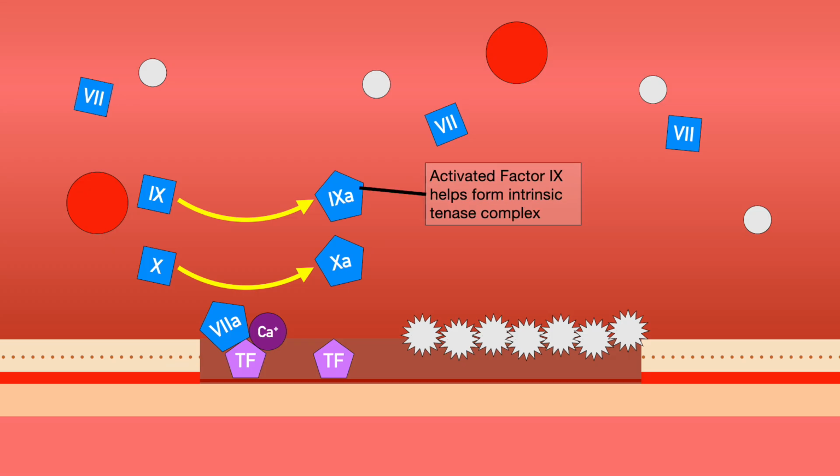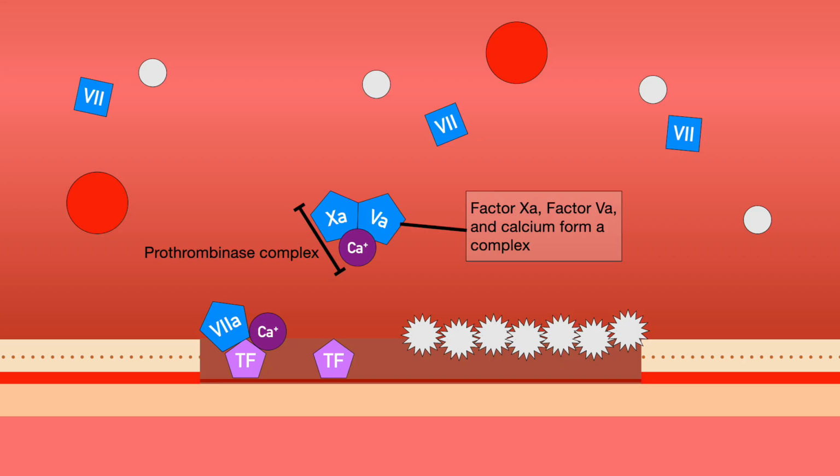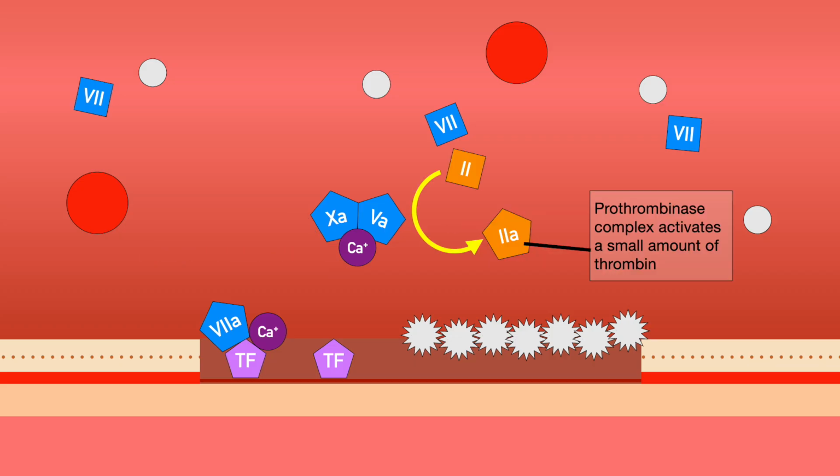Factor 9 we will meet again later, as it helps form the intrinsic tenase complex in the next pathway, while factor 10 will also have a larger role later on, but for now it is going to activate a small amount of factor 5. Activated factor 10 and factor 5 combine with calcium to form the prothrombinase complex. This complex is able to activate a small amount of thrombin to help initiate clotting.